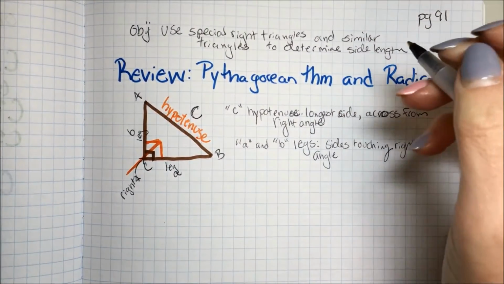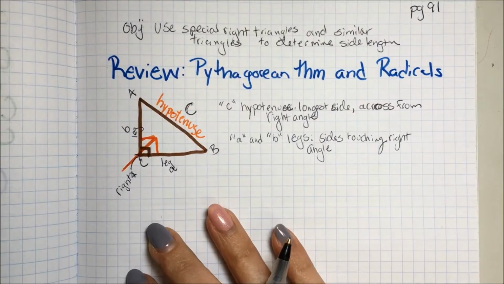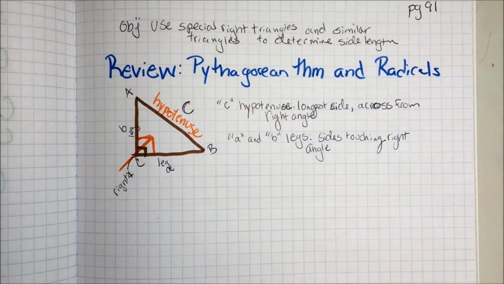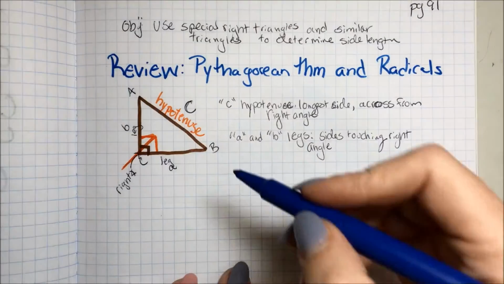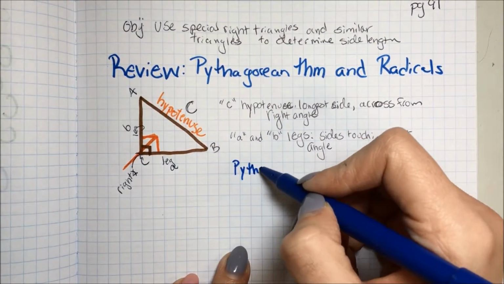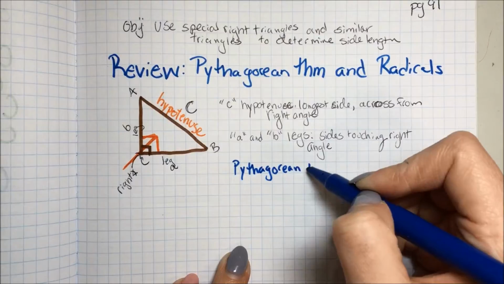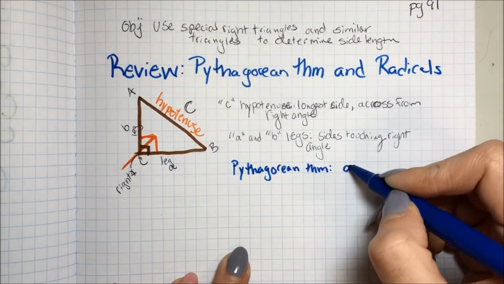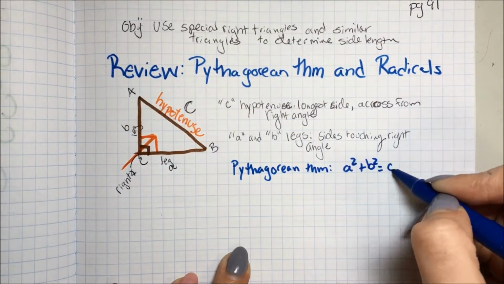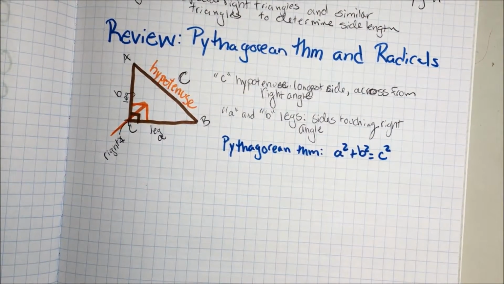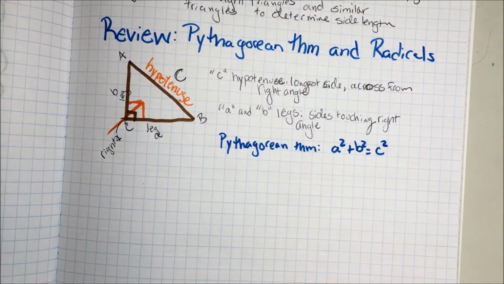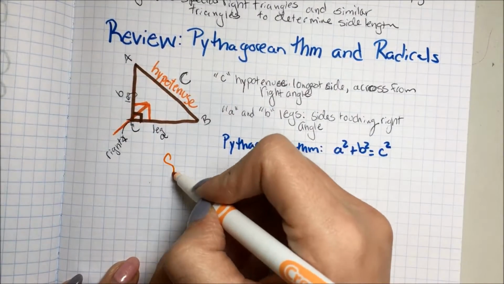The legs are perpendicular to each other. Always. Now the Pythagorean theorem says that a squared plus b squared equals c squared. Always. We can tell if a triangle has a right angle in it if this is true. The other thing we need to remember is how to simplify radicals.